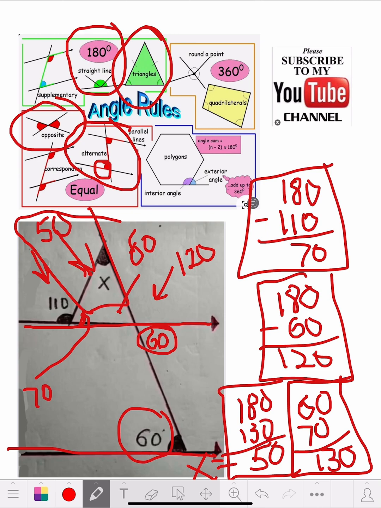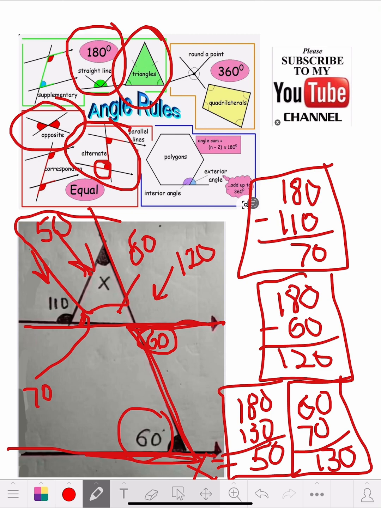This is also called the Z rule. See it here? It forms a Z. We've covered those before in the past. Just by doing that, you can solve these types of problems fairly rapidly and move on to the next one.